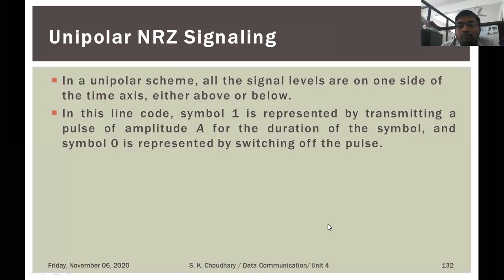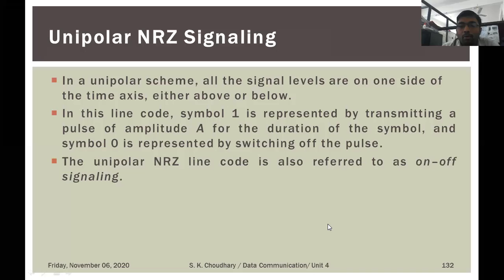In the unipolar scheme, all signal levels are on one side of the time axis, meaning either above or below. Only one polarity of the signal is possible. So in this line code, symbol 1 is represented by transmitting a pulse of amplitude A. In some books they use the term B. You can use either of these terms to represent the amplitude of the signal, maybe plus B or maybe A.